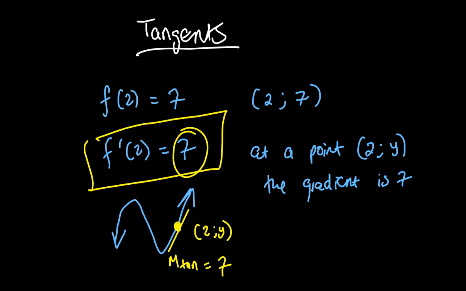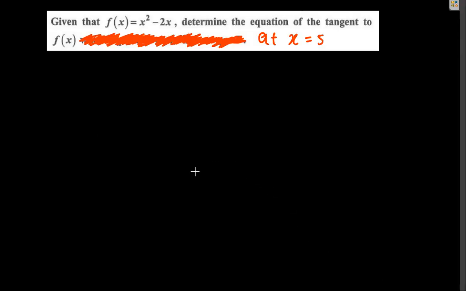Okay, now let's look at a problem here. It says given that f is that, determine the equation of the tangent to f at x equals 5. I know that I crossed out this part; we're going to look at it afterwards. Now the question right now says, what is the equation of the tangent to f at this point? Remember, giving you that x is equal to 5 should remind you that we are talking about this point where the x coordinate is 5. By the way, what is the y coordinate at that point? Maybe let's start there.